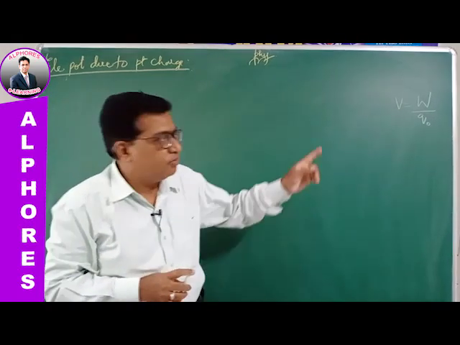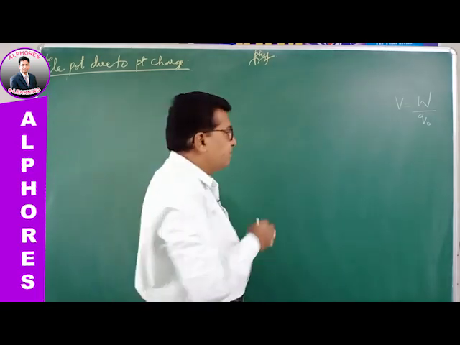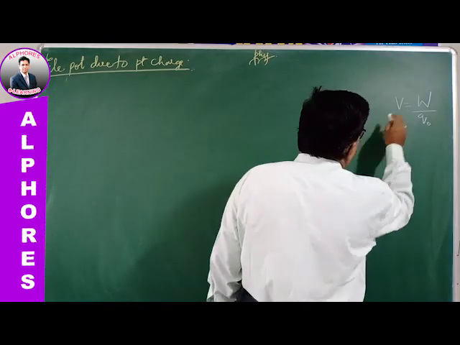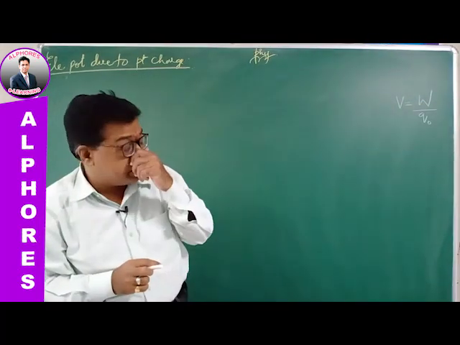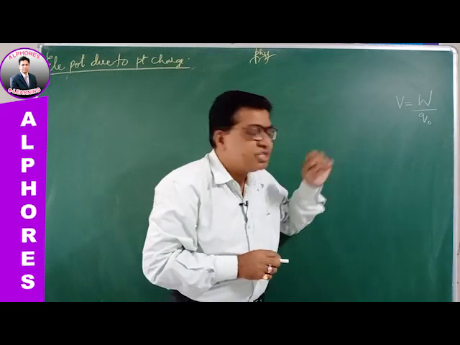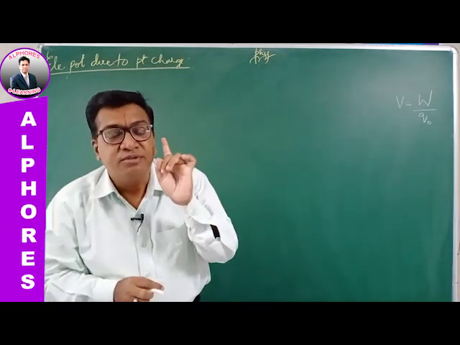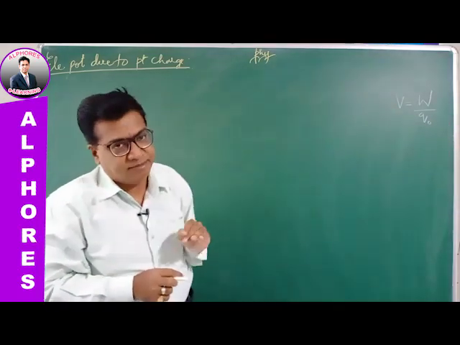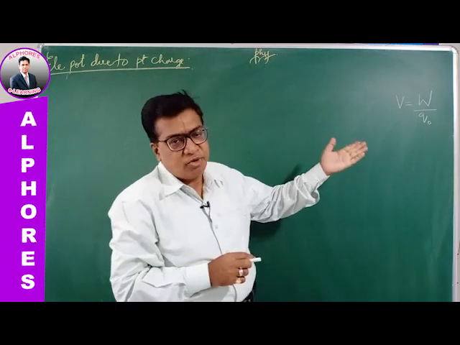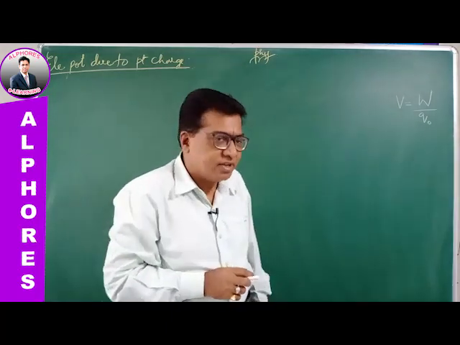Now we are going to make use of this formula to derive the formula for the potential due to a charge. So the definition for electric potential: it is work done per unit charge. The work done in moving a unit positive test charge from infinity to the point in the field. That is potential. Joule per coulomb, volts. So that is the basic definition we are going to use.